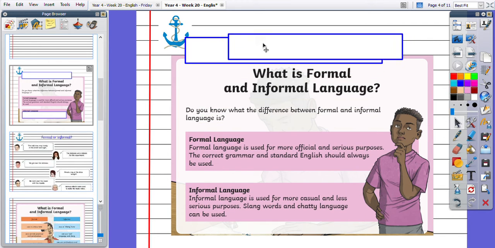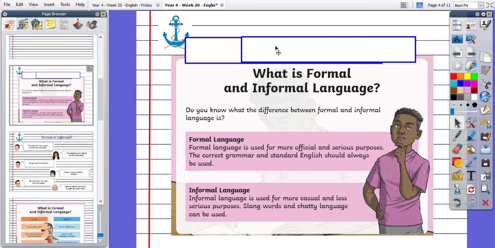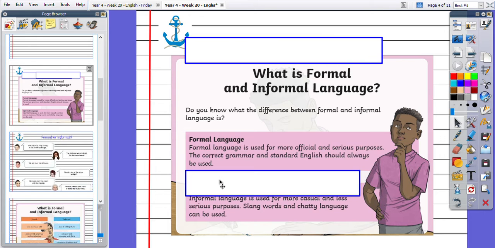Informal language then is the opposite, the antonym. And informal language is used for more casual and less serious purposes. Slang words and chatty language can be used. So you might use this with your friends.